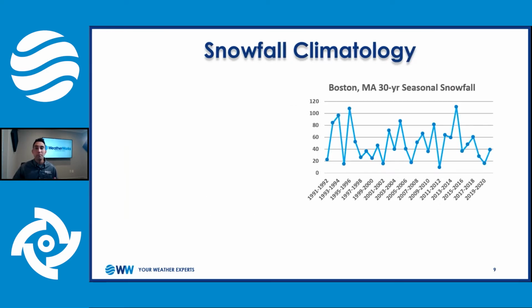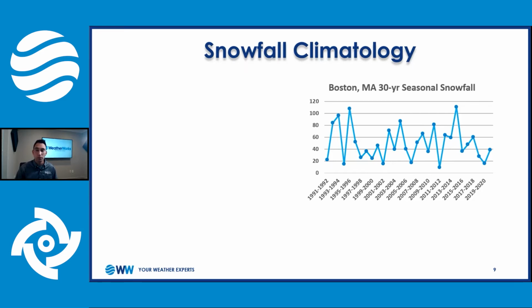So let's look at the most basic form of a snowfall climatology. We have the last 30 years of data plotted in Boston, Massachusetts. At first glance, it doesn't look that helpful. It goes up and down and up and down. It looks like your heart rate after a busy winter season. So how do we make sense of something that's all over the place?